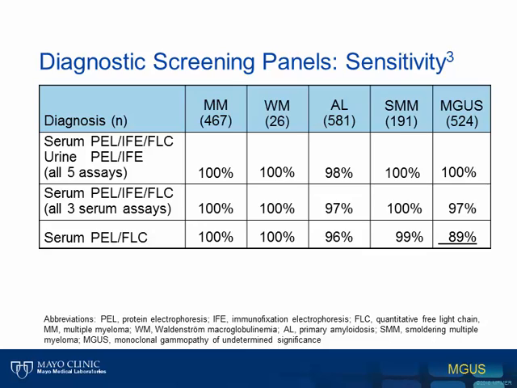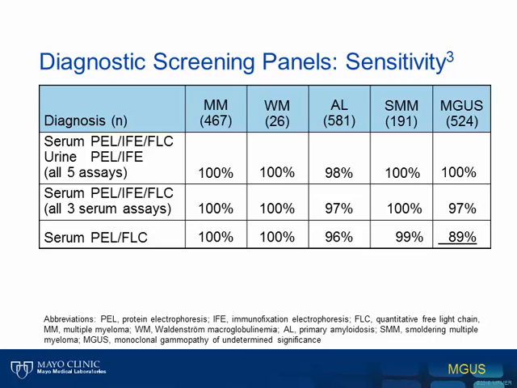This slide shows the diagnostic sensitivity of various screening panels. The traditional panel was based on serum and urine tests, and as you can see on the first row on this table, the sensitivity is good. With the development of the quantitative free light chain assay, it has been recognized that urine testing is no longer needed as part of a screening panel unless primary amyloidosis is suspected. So the second row contains no urine assays.